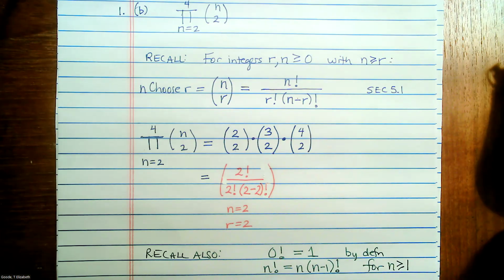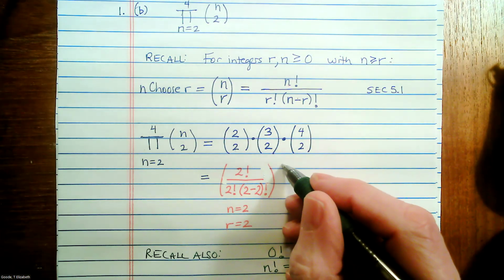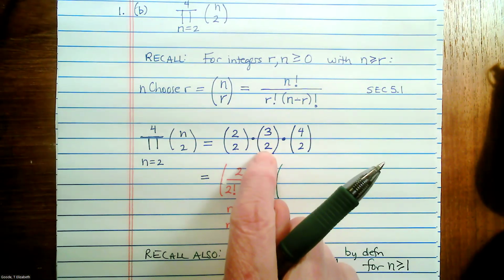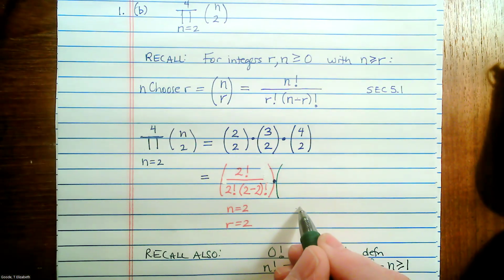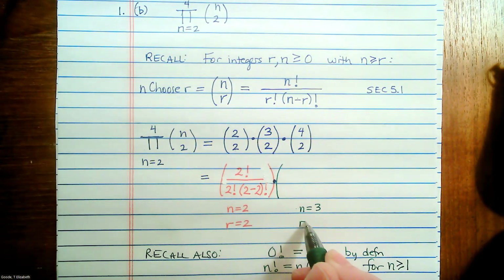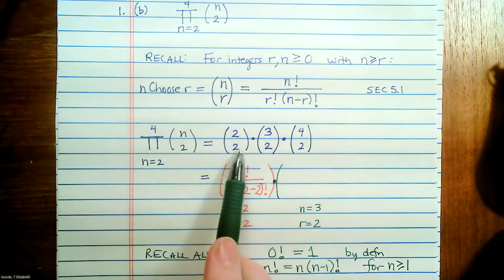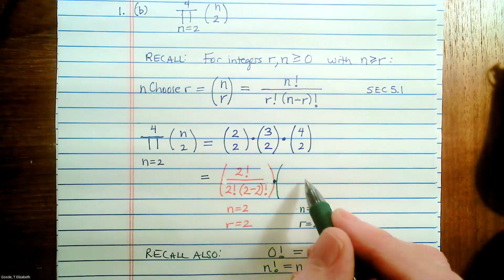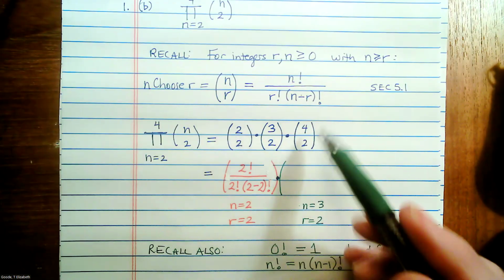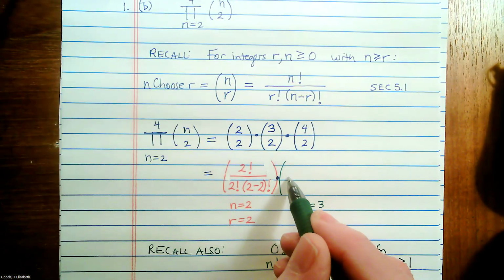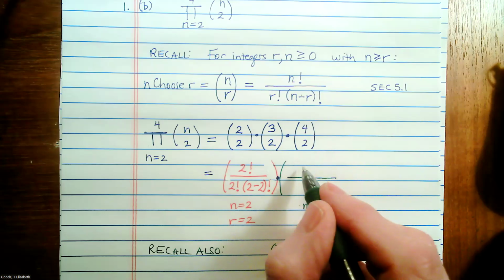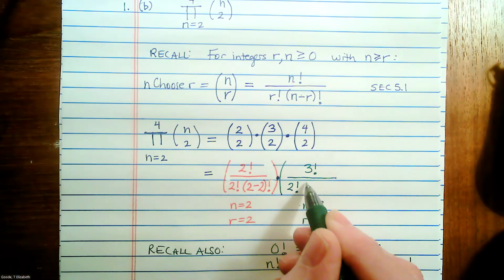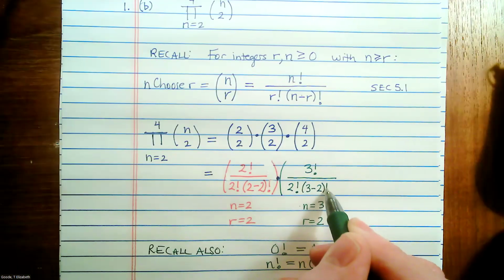It's 1. All right, now the second term in this product is 3 choose 2. So n is 3. r is going to be 2 for all of these, because the 2 on the bottom, the r, doesn't change. So according to the definition of n choose r, what should be on the top? It's going to be a fraction. 3 factorial over 2 factorial parentheses 3 minus 2 factorial. Perfect.